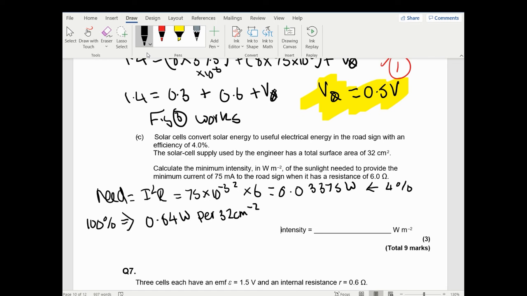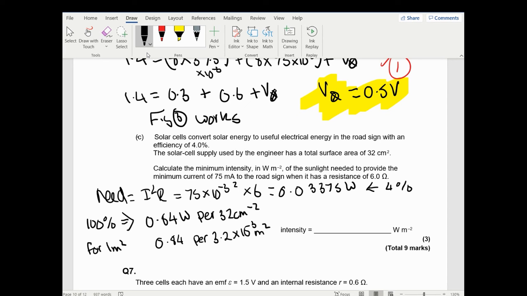Now I want to find it for 1 meter squared. First of all, I'm going to have to convert that into meters squared. So it's going to be 0.84 per 32 divided by 100 again, because it's squared, per 3.2 times 10 to the minus 3 meters squared. And so per meter squared, I'm going to divide 0.84 divided by that.